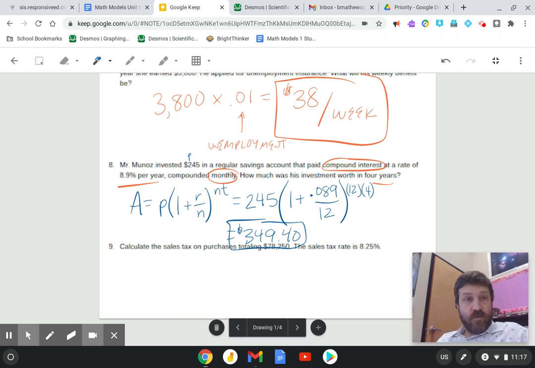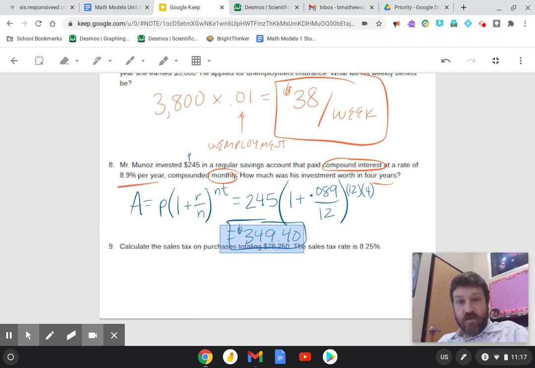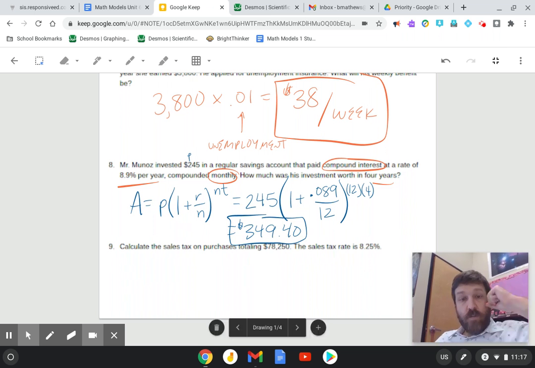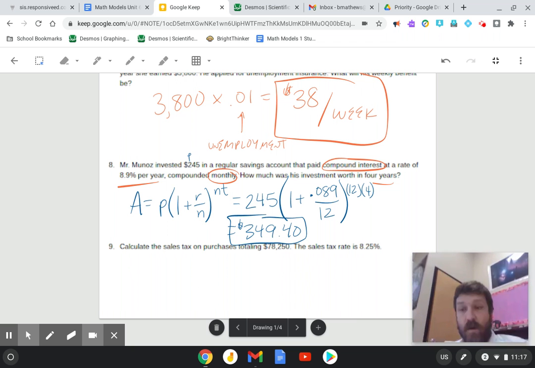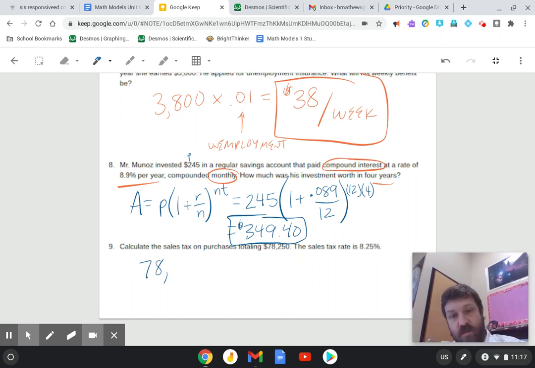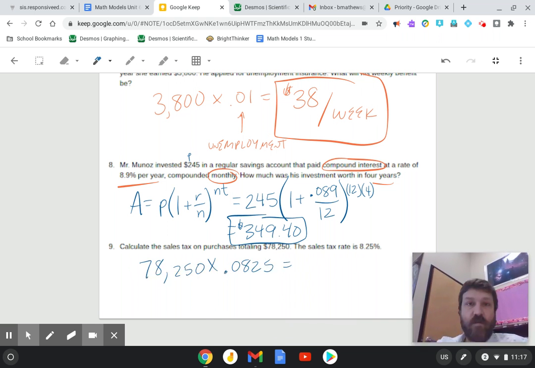It says here, calculate the sales tax on purchases totaling $78,250. Sales tax rate is 8.25%. This is as simple as multiplying the amount times the sales tax. So you're going to multiply 78,250 times the tax rate, written as a decimal, always. So here we go.